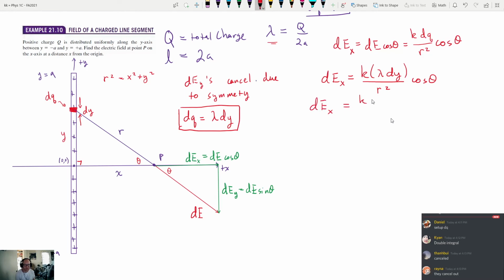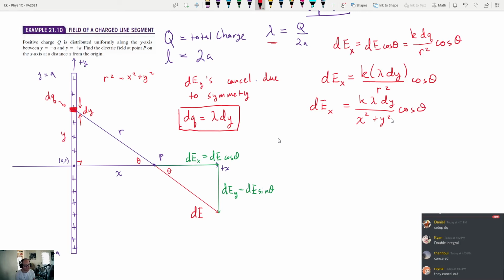So we do k. We know what lambda is, but it's a constant, so I'm going to leave it as lambda. Obviously, dy doesn't change. We're now replacing r squared with x squared. I remind you, x is a constant. It's the distance from the axis. We're holding this value constant. Plus y squared. That's the value of r squared, and this is multiplied by cosine of theta.